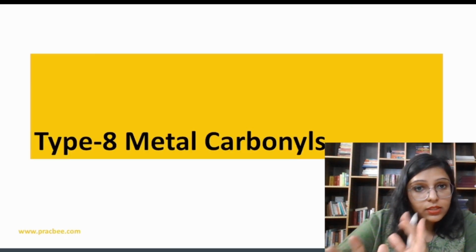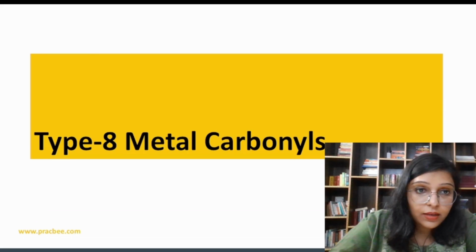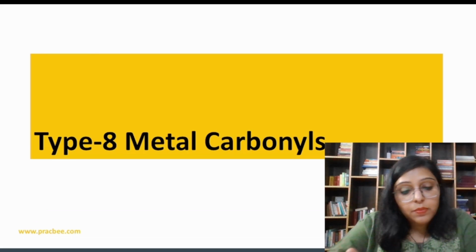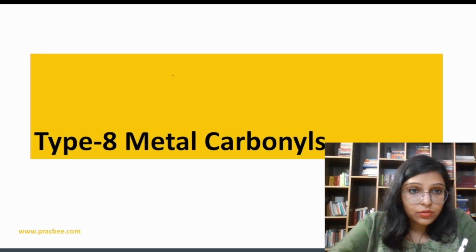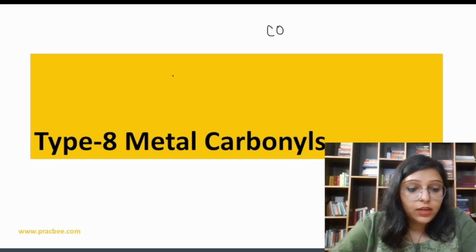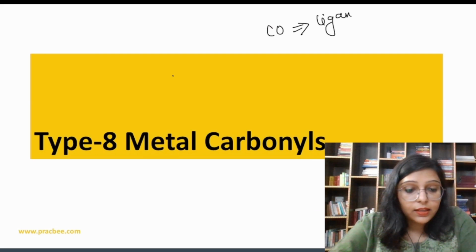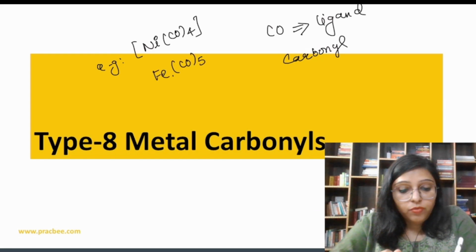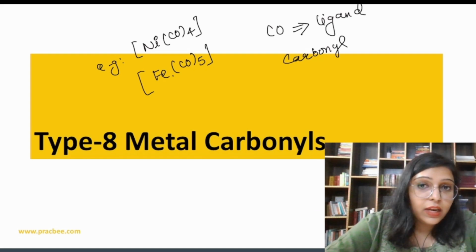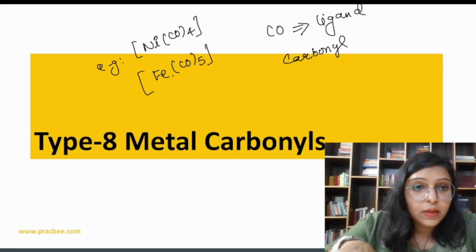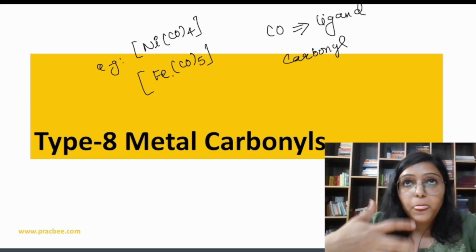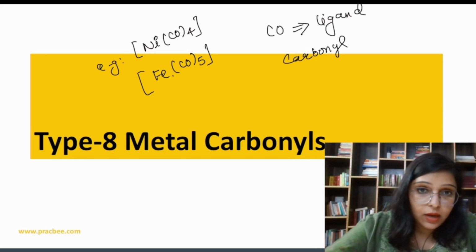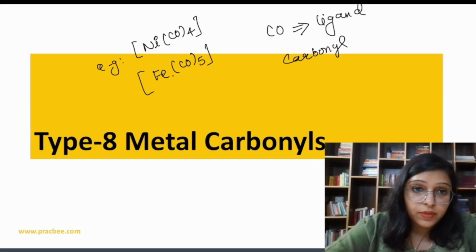Now we are moving to the next type of question. In this, we are going to discuss some questions related to metal carbonyls. So what are metal carbonyls? In which the metal is bonded to CO. CO, carbon monoxide, is the ligand, and the name of this ligand is carbonyl. For example, we can have Ni(CO)4, we can even have Fe(CO)5. So we are going to have some direct questions on the basis of these complexes. Questions are basically on the structure of the metal carbonyls, so you should know the structure of the metal carbonyl.